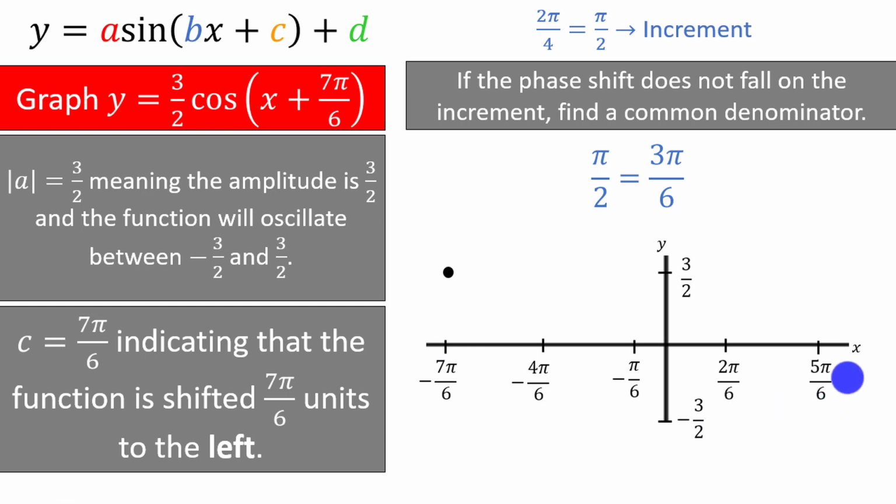From here, we can remember the general pattern of cosine. Cosine starts at a maximum and then decreases to 0 at the next increment. So we will have the point negative 4 pi over 6, 0. At the next increment, we will be at the minimum, which in this case is at negative 3 over 2. At the next increment, we will be back at 0, at 2 pi over 6, and then finally at 5 pi over 6, we will be back at the maximum of 3 over 2. We can connect the dots to complete our function.